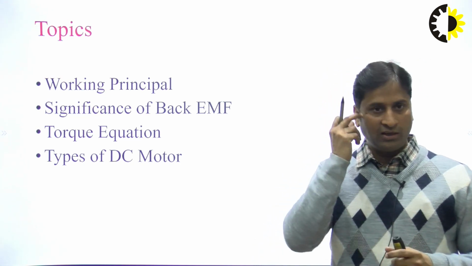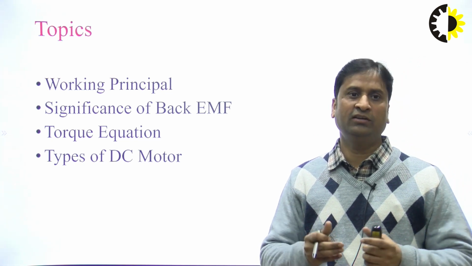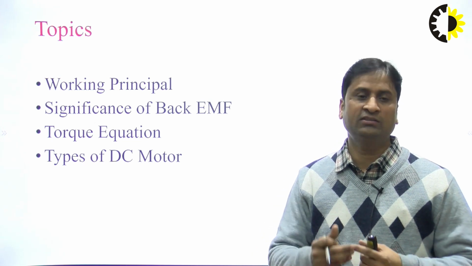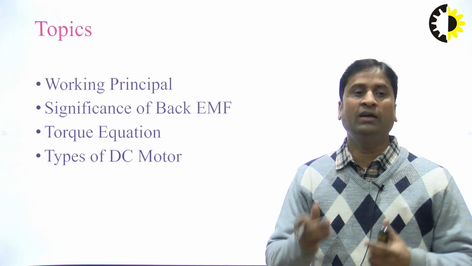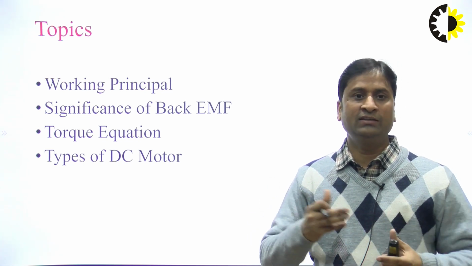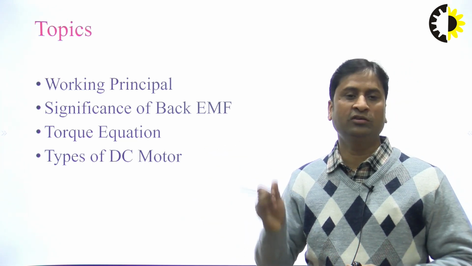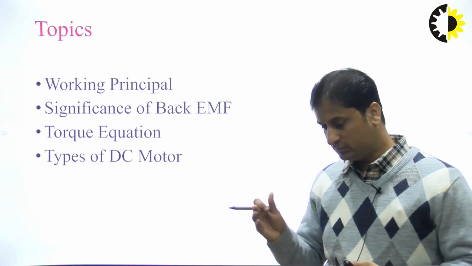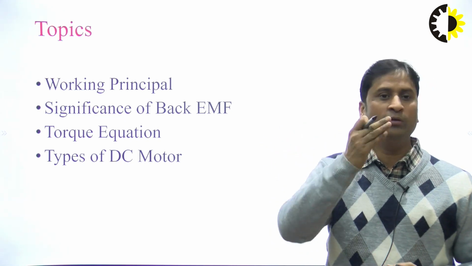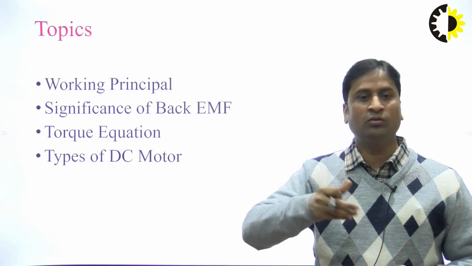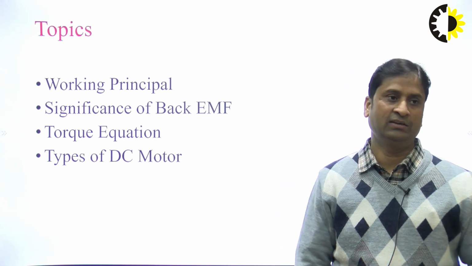In the previous lecture, we have seen the operation of the DC generator, how the construction is done and how the EMF is developed in the generator. Now we know that in a DC generator, the energy is converted from mechanical to electrical, and in a DC motor the energy is converted from electrical to mechanical. That means when we give supply to the motor, the armature rotates.